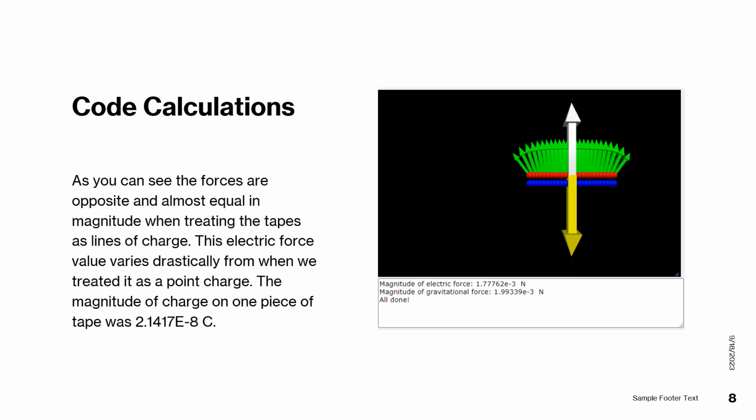This electric force value varies drastically from when we treat it as a point charge. The magnitude of charge on one piece of tape that we found ended up being 2.1417 times 10 to the negative 8 coulombs, and the electric force was almost equal to gravitational force, as you can see. And we chose to create n equals 25 arrows for the electric field equation in the for loop that we had in our code from before, and this is our final model as the two pieces of tape as lines of charge.